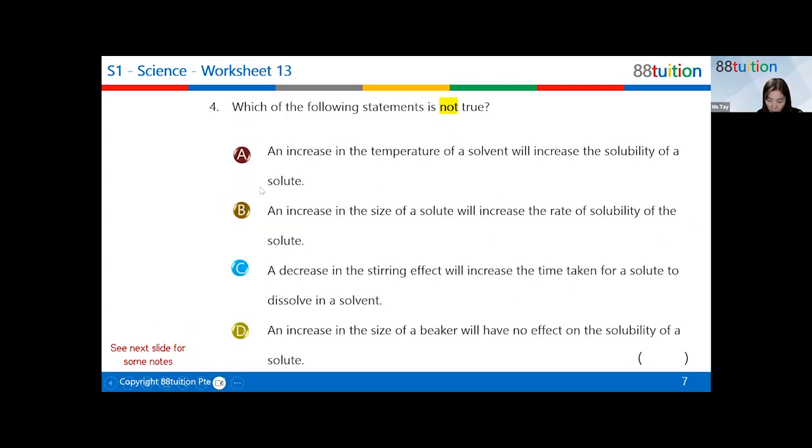Let's go to question 4. Which of the following statements is not true? Okay, so we look at some notes first.